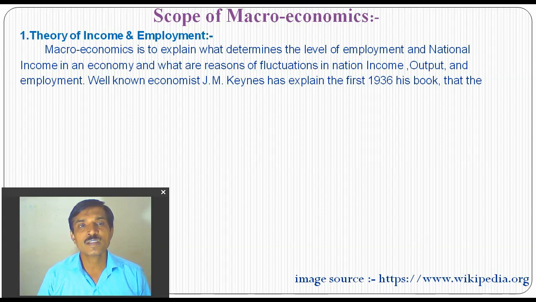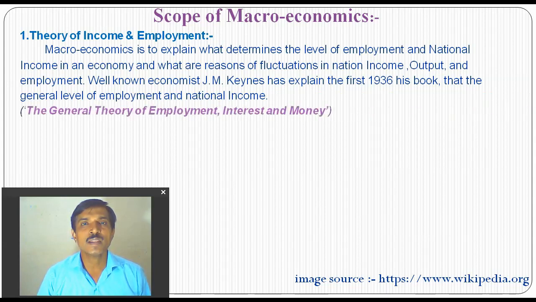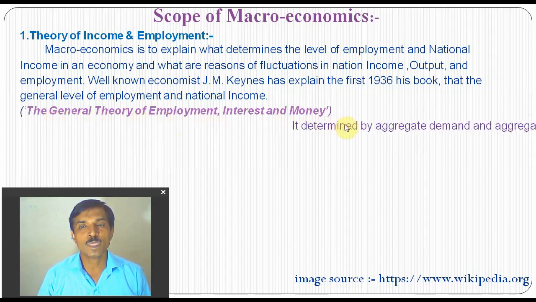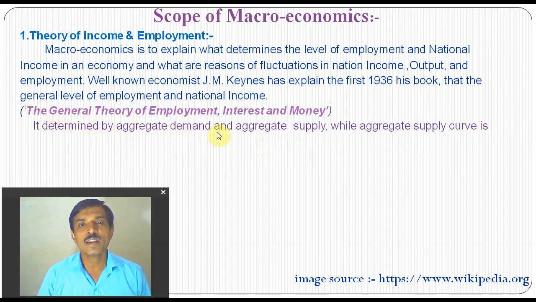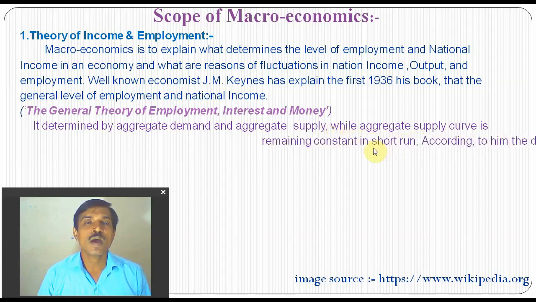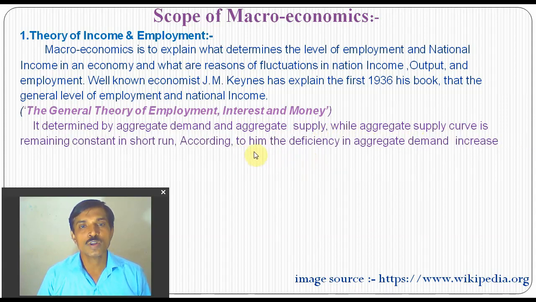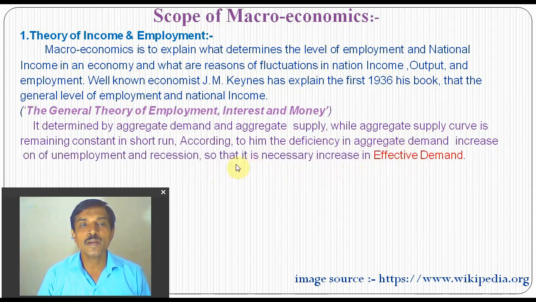The modern theory was explained by J.M. Keynes in his 1936 book, which decides the general level of employment and national income. He explained his theory in his book, The General Theory of Employment, Interest and Money. According to him, the level of national income and output is determined by aggregate demand and aggregate supply, while aggregate supply remains constant in the short term. According to him, a deficiency in aggregate demand reduces employment, and to remove the recession there is a need to increase effective demand.